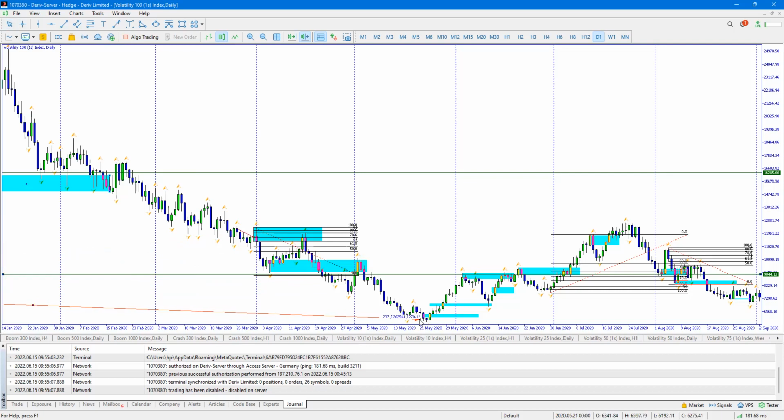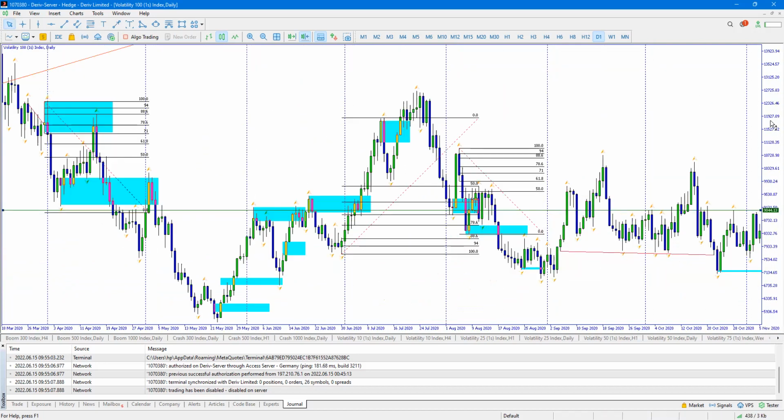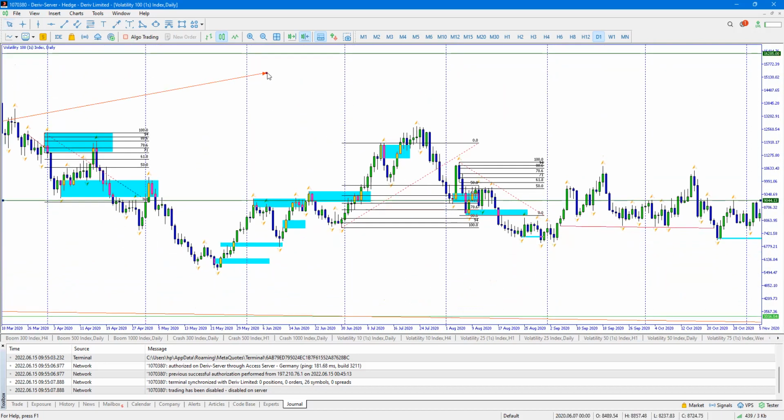Price created a new low, high, low, break of structure. Price came back to retest, created a new high, a new low, a new high, a new low, a new high, and broke structure to the downside. So based on this momentum and this movement, this becomes the new structural point.